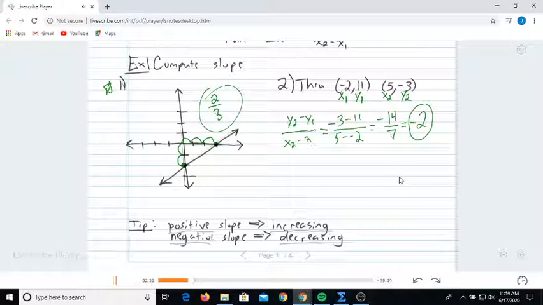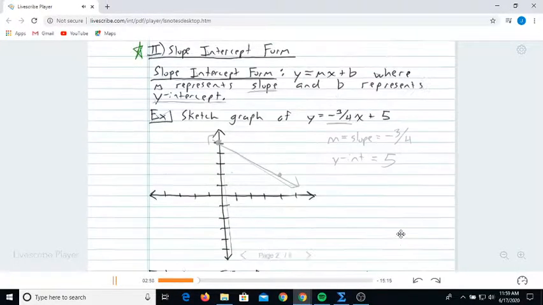Now, the slope is a very, very important measurement or characteristic of a line. It tells us how steep it is, but it also tells us if it's increasing or decreasing. So a positive slope tells us that the line is increasing. A negative slope guarantees that the line is decreasing. So now that we have slope out of the way, we can begin discussing slope-intercept form.